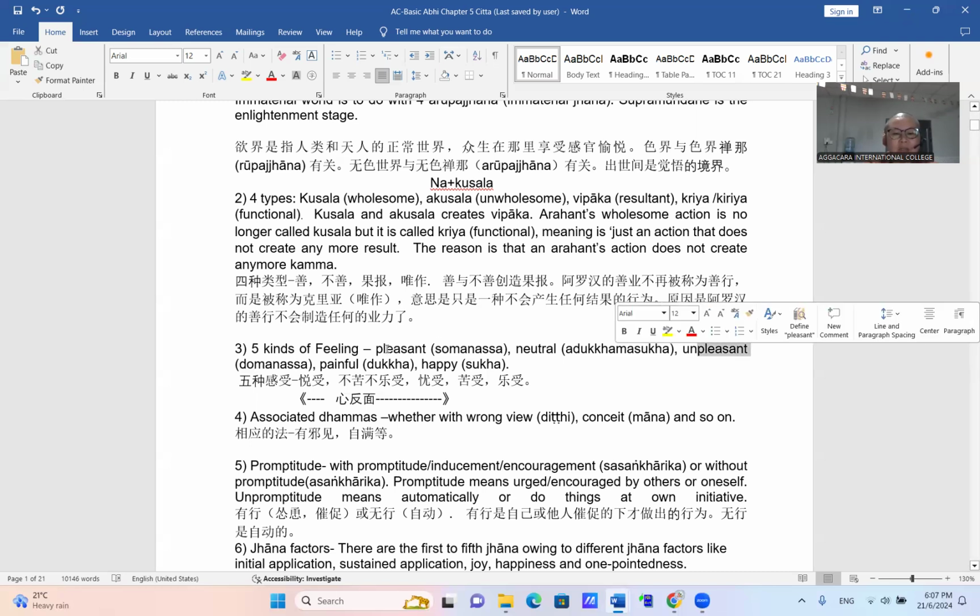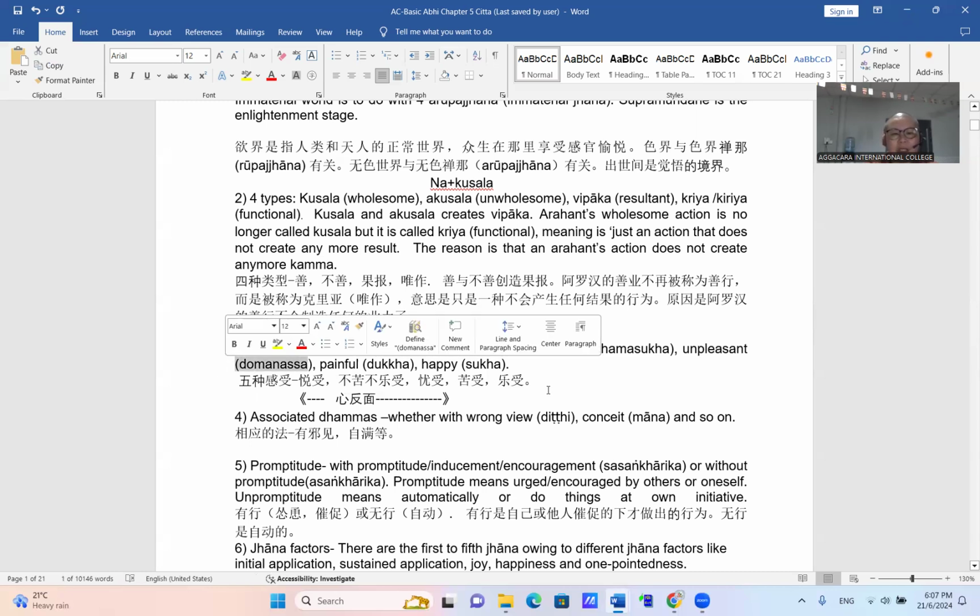So if you remember, somanasa, domanasa: good and bad. And then those neutral ones, so it's neither good nor bad. This is called adukkhamasukha. Actually it's a combination of two words: adukkha means not suffering, asukha means not pleasant. So not suffering, not pleasant. So we call it neutral.